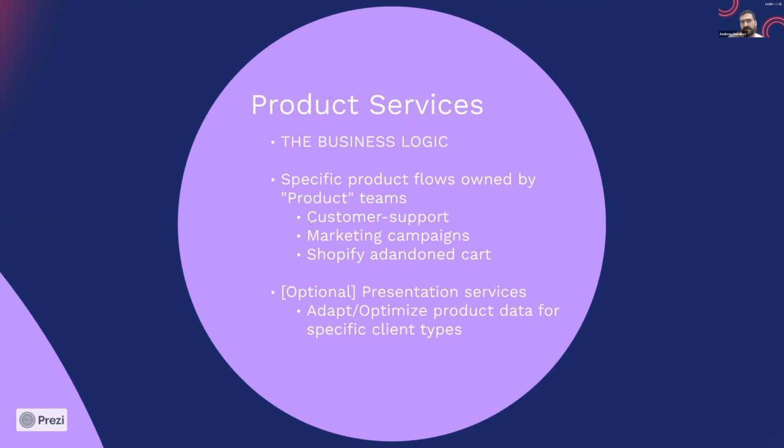So you might have a customer support product, or you may have a marketing campaigns product that you sell to customers, or you might have a Shopify abandoned cart product that you sell to customers, and there are specific product teams responsible for managing those flows and coding those. Optionally, you might also see some presentation services that adapt the product data for specific client types. For example, you might have a lightweight service in order to support mobile clients if you want, let's say, the data fetching to be different than the APIs that you use for your web client.